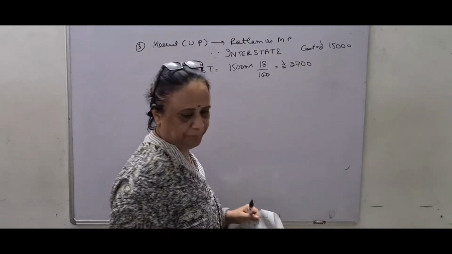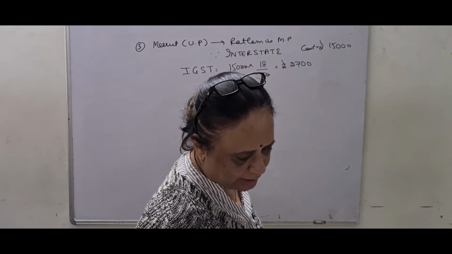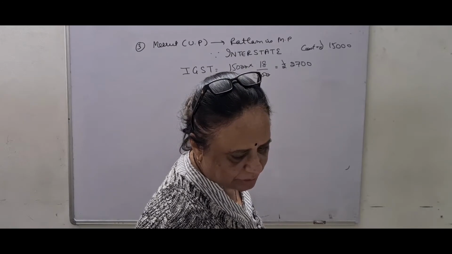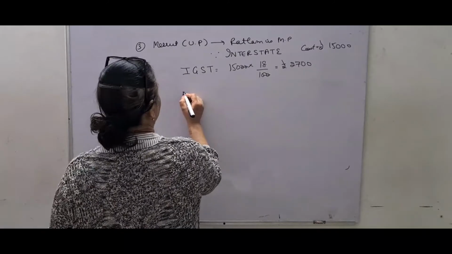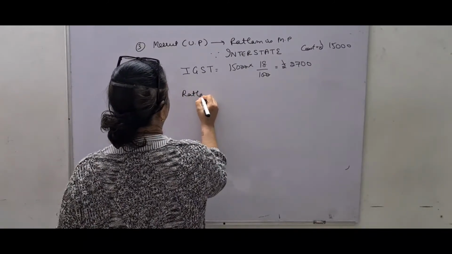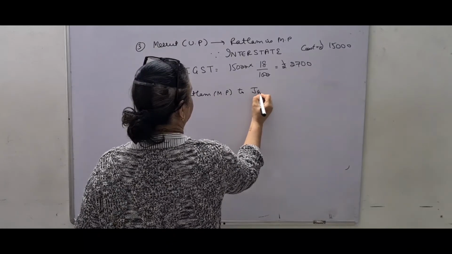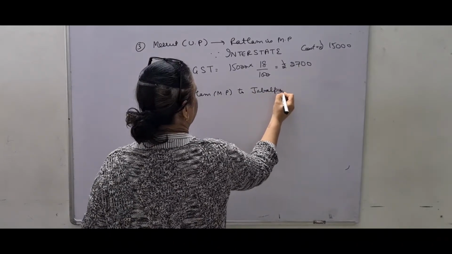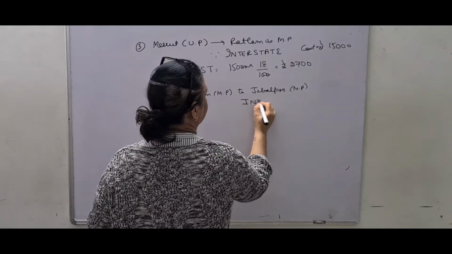Then what he does, he supplies B in turn. Dealer A has done, not dealer B. In turn, supplies the goods to dealer C in Jabalpur. That is also in MP. So from Ratlam, MP to Jabalpur. See how I am writing one. It is in the same state.